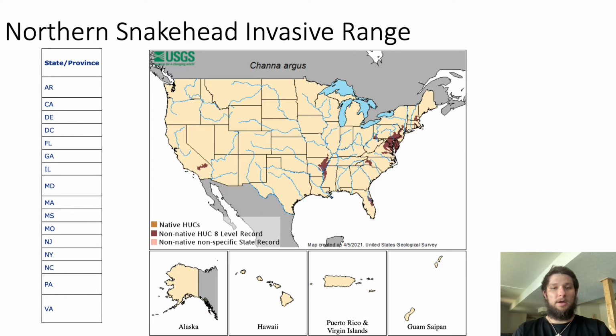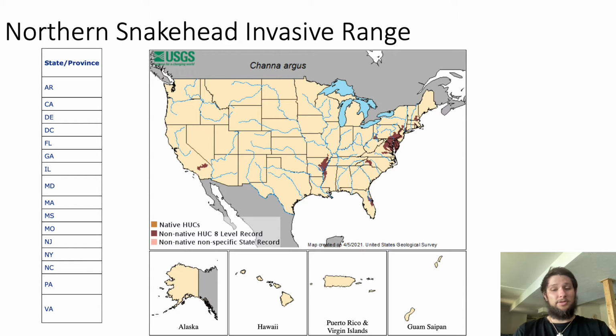So this is a map of the northern snakehead invasion within the United States. On this map, the dark red areas around here and here on the pointer have very prominent and now typically well-established populations of northern snakeheads. But all the states that have recorded at least sightings of snakeheads are Arkansas, California, Delaware, DC, Florida, Georgia, Illinois, Maryland, Massachusetts, Mississippi, Missouri, New Jersey, New York, North Carolina, and Virginia.